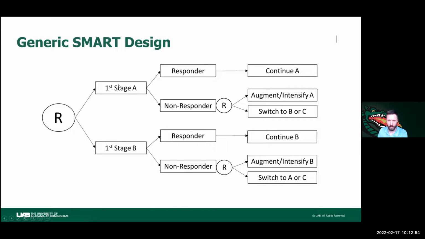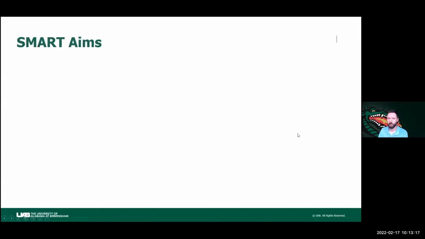Non-responders, on the other hand, then get re-randomized to second stage intervention offerings that could take one of many forms. I've just tried to smash in a few different examples here, right? So you could potentially intensify the initial intervention, you could augment with an additional intervention, or you might switch to the alternate intervention. So you might go from A to B, or you might switch into an entirely different intervention, C in this case. So SMARTs kind of have these three inherent built-in aims for them.